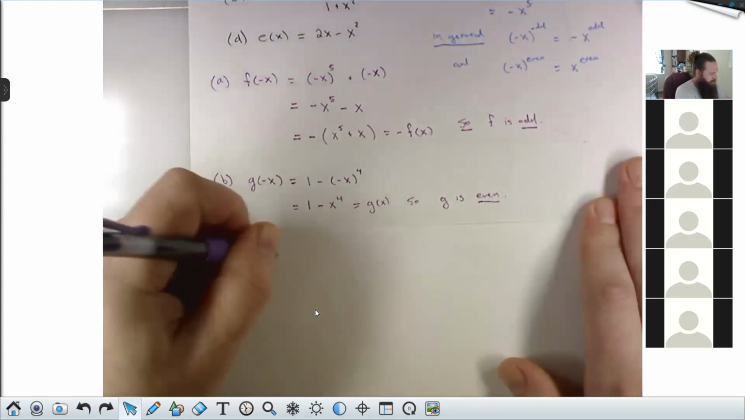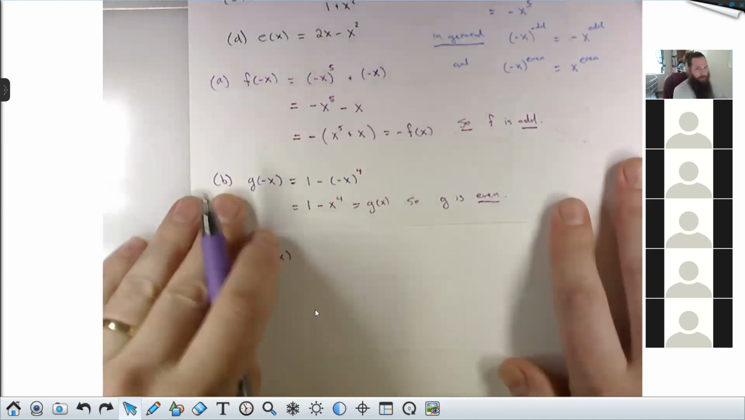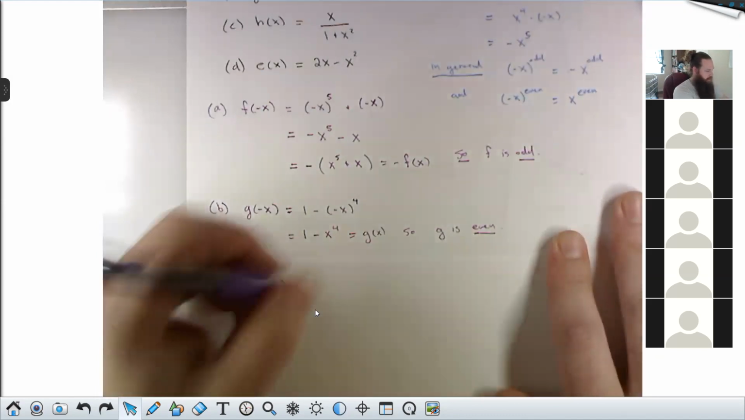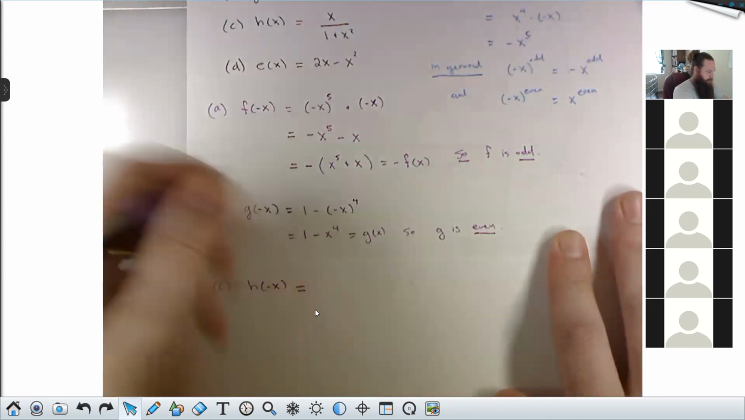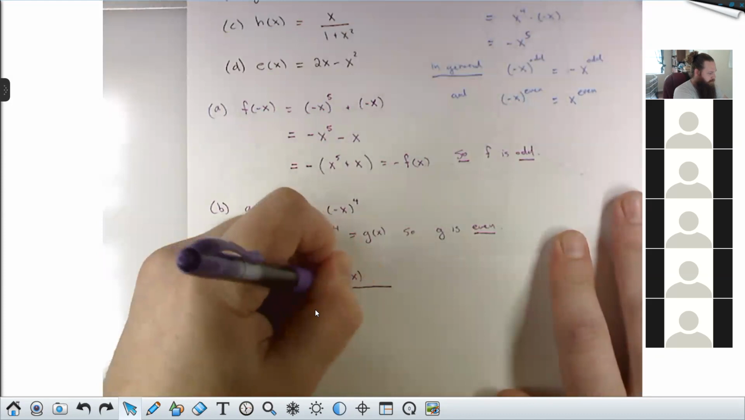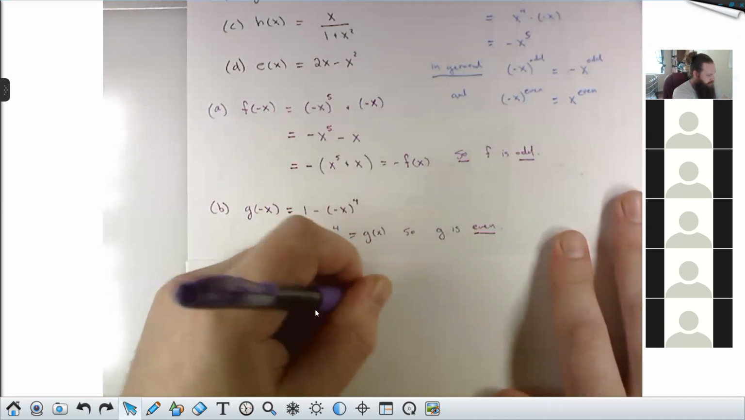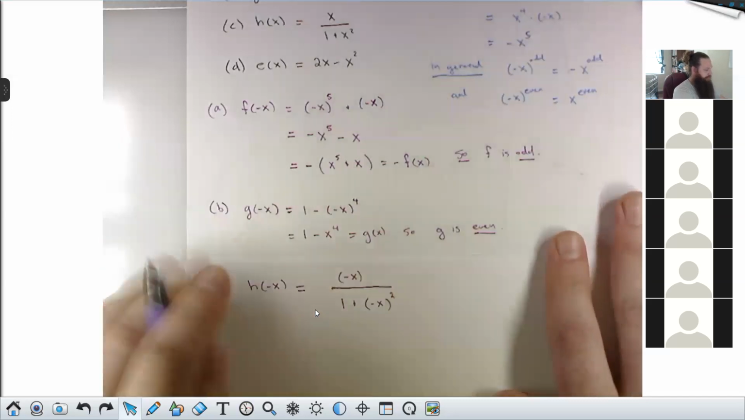For the function h, we do the same thing. We're going to look at h of negative x and see if that can be simplified to anything nice. Same procedure. Everywhere there's an x, we write negative x in parentheses. So this is negative x over 1 plus negative x squared.